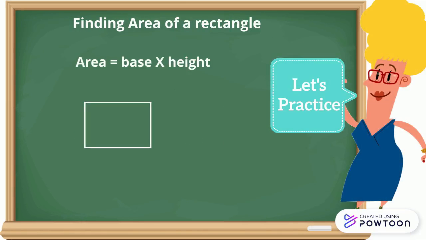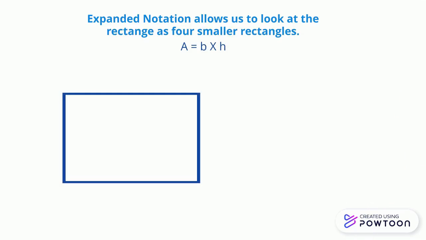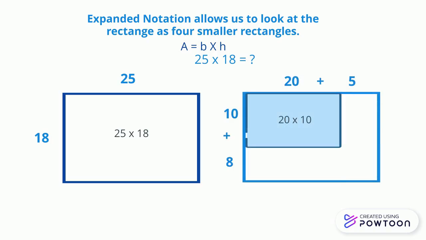The area of a rectangle is base times height. To find the area of this rectangle, the base is 3, the height is 7, so 3 times 7 equals 21. Understanding that the area of the rectangle is also the product of two factors, you then can take the two numbers 25 and 18 and use expanded notation, and then find the areas of the four smaller rectangles in this case and add them together to get the answer.